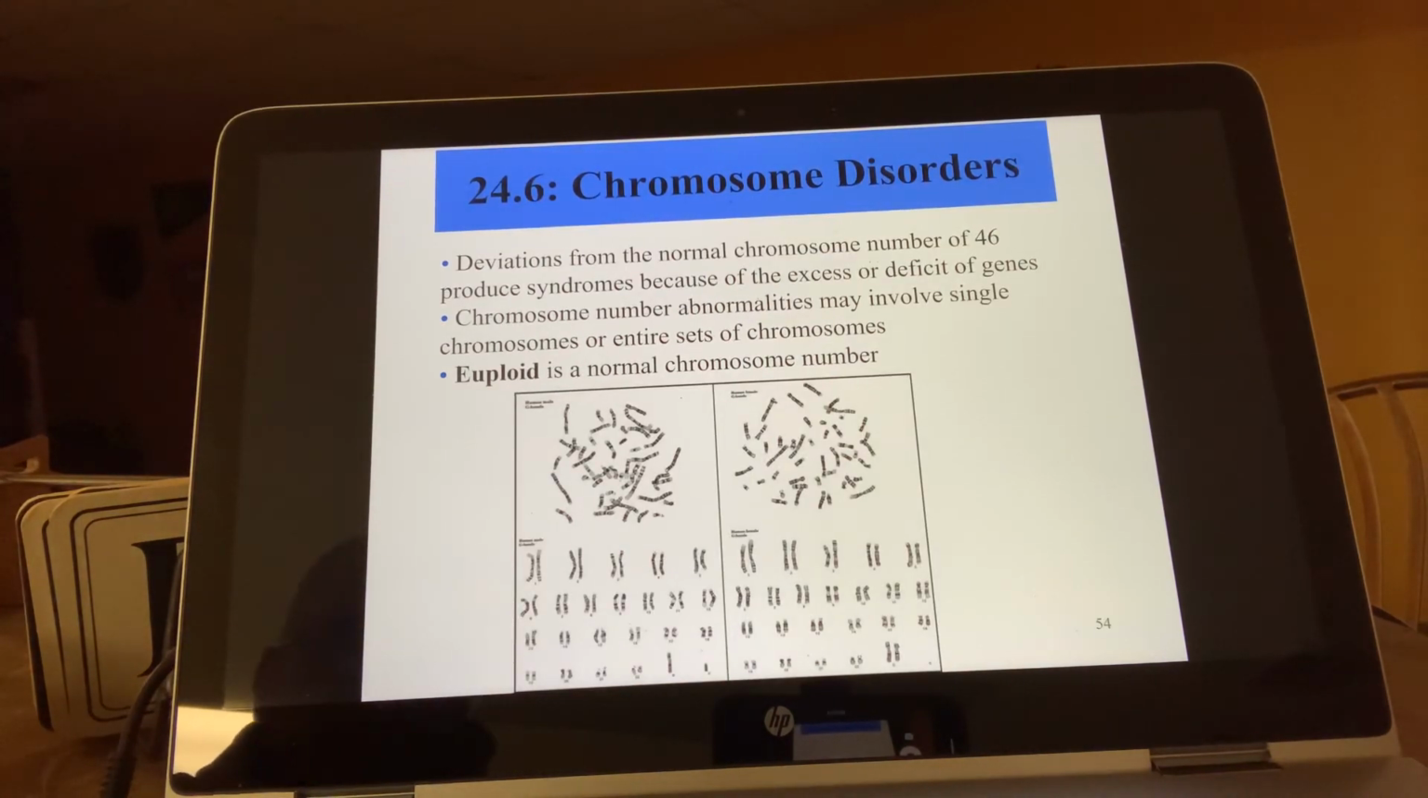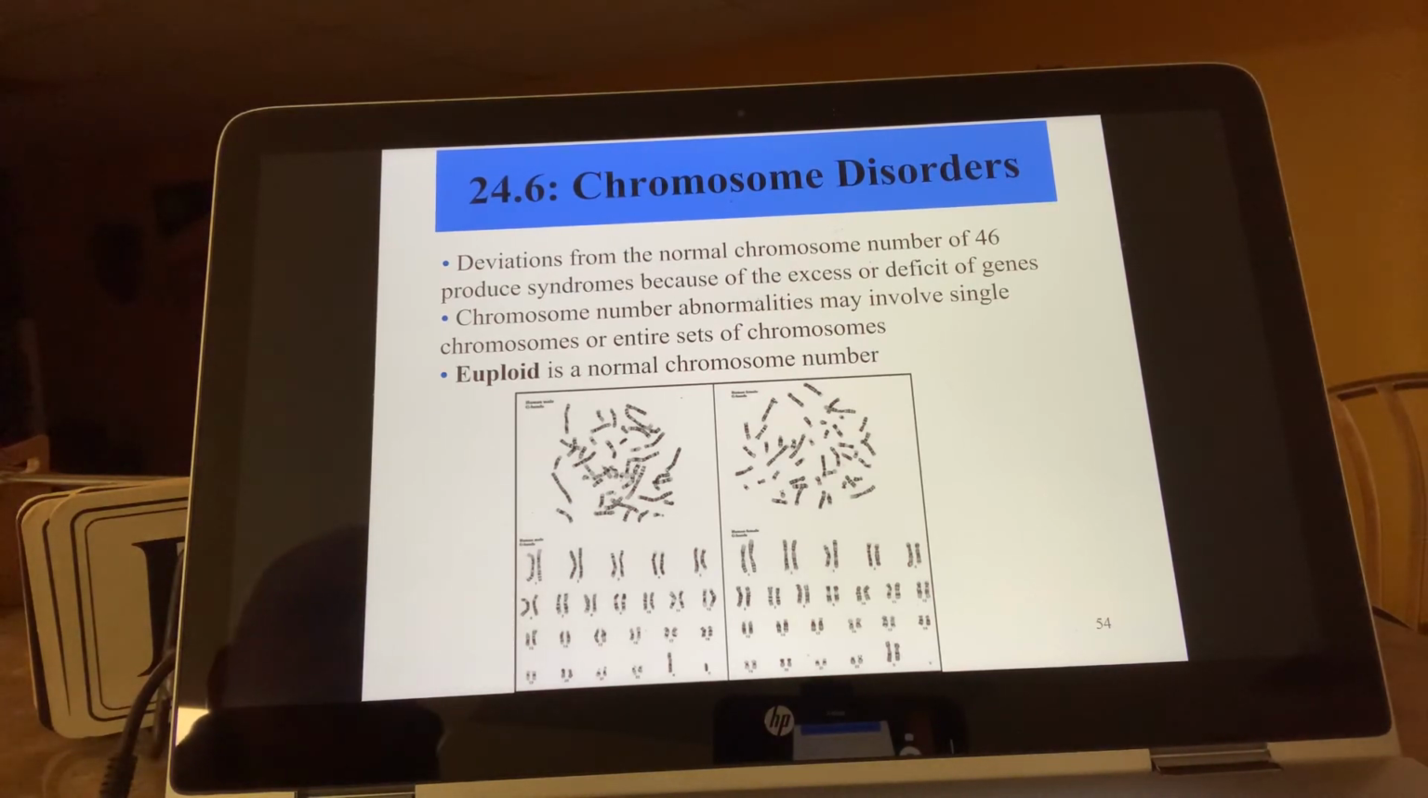Finally, we've talked so far about abnormalities in the specific genes and different alleles that can cause certain diseases. We're going to finish up by talking about conditions in which there are abnormalities in the actual number of chromosomes.